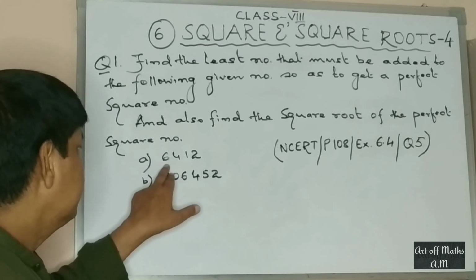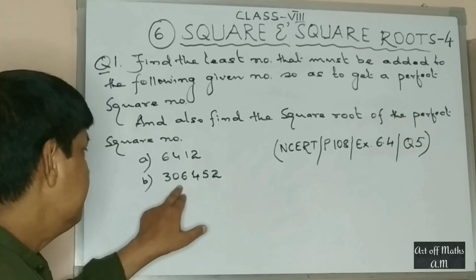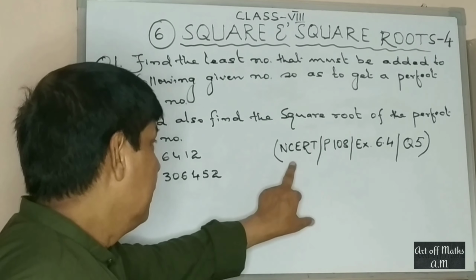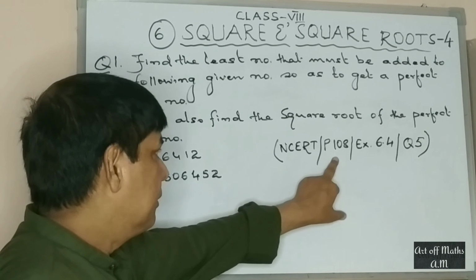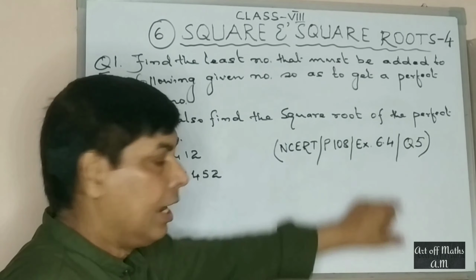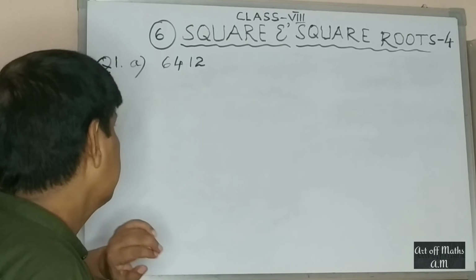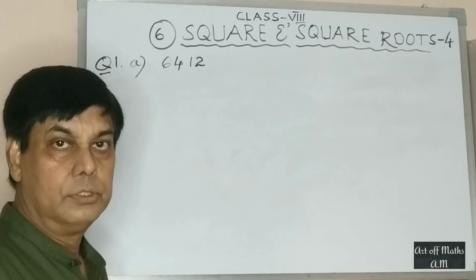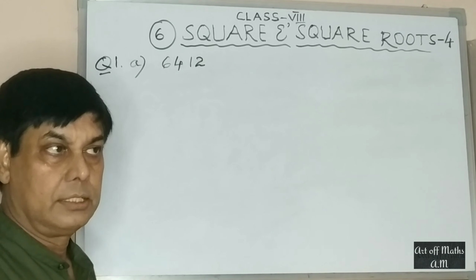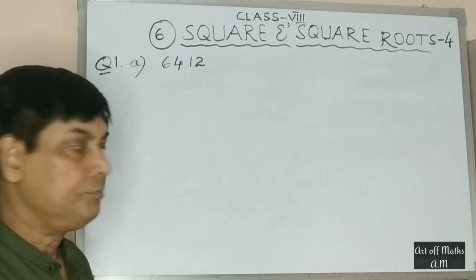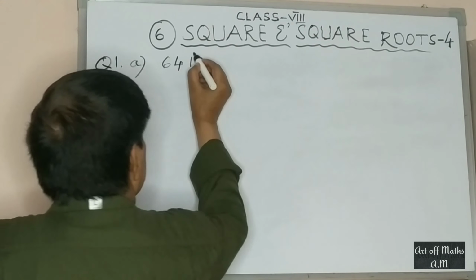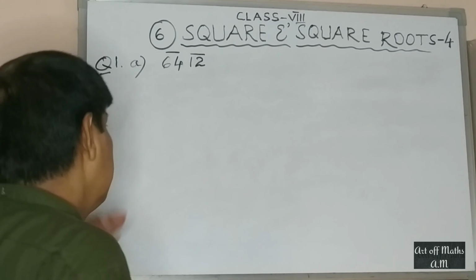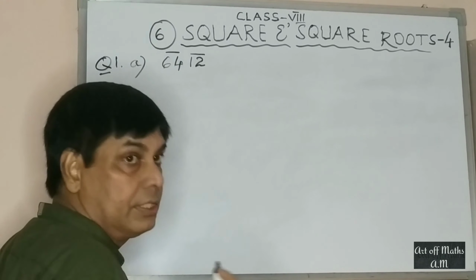Here is the question. Number is 6412 and second one is 306452. I will take one by one. This question has been taken from NCERT, page number 108, exercise 6.4 and question number 5. The first question, 6412. In this case, we will follow long division method. Otherwise, there is no other option. The method is just put a bar over the digits, pair of digits from the right hand side. I have already mentioned it.